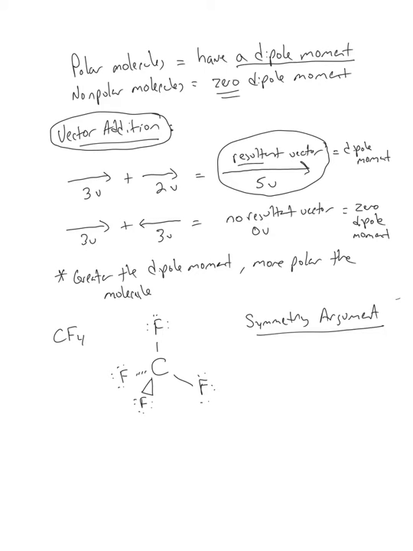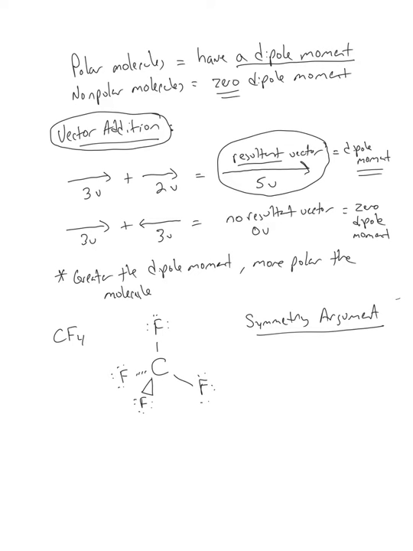Because it does result in an overall vector of 5 units, it's said to have a dipole moment. So anything with a dipole moment means that the dipoles themselves do not cancel each other out. They actually add to an overall vector, which is called the resultant vector. And the verbiage we use on the national exam is a dipole moment.